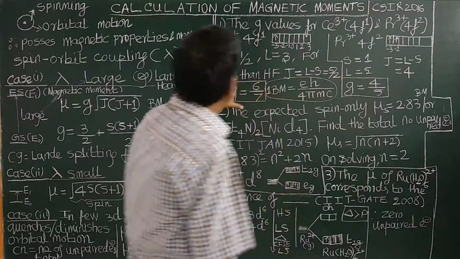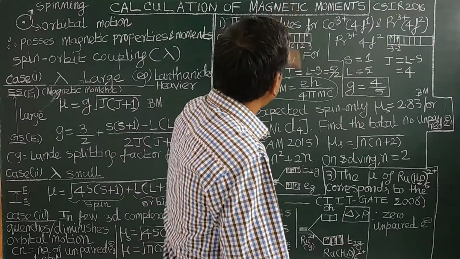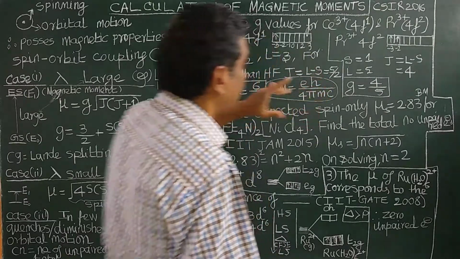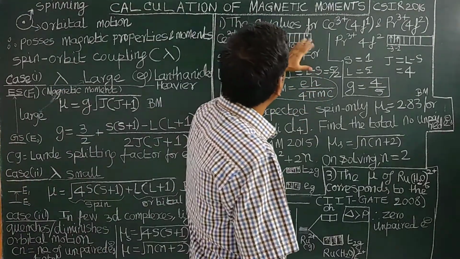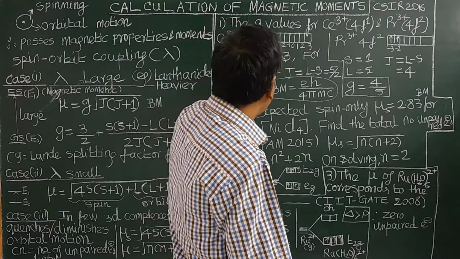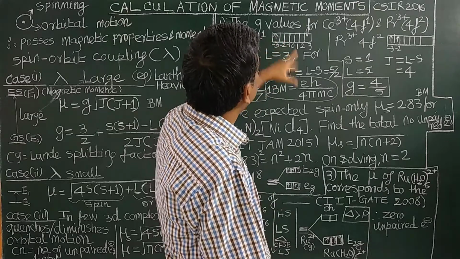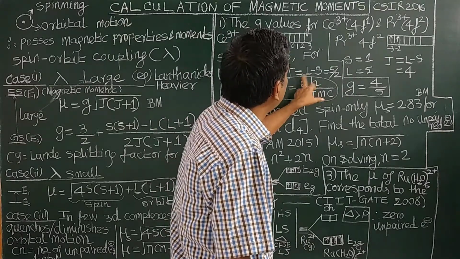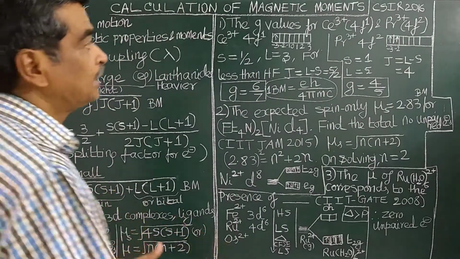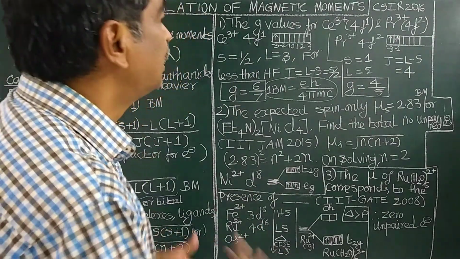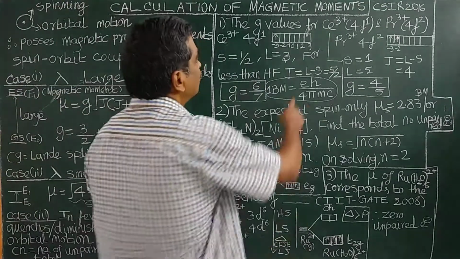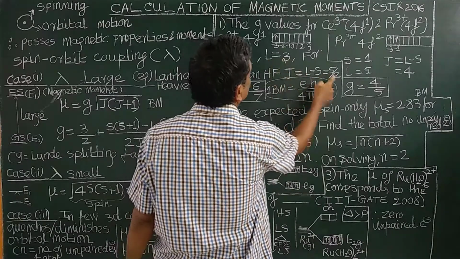This is less than half filled. Therefore, for less than half filled, J equal to L minus S. Remember, for more than half filled, suppose D8, more than half filled, in the case of D7, it is half filled only. For D8, more than half filled, in that case the J equal to L plus S formula is used. How the ground state term symbol is determined by using 3 simple rules, I have described earlier. Please see that video. Therefore, J equal to L minus S, that is 5 by 2.